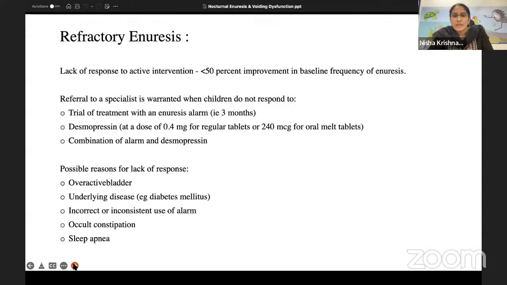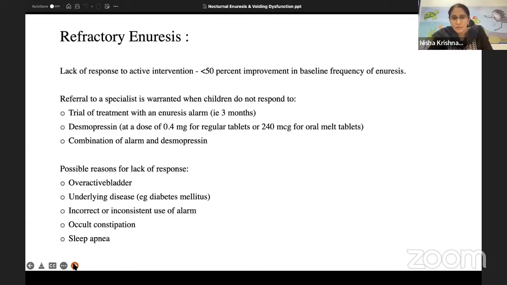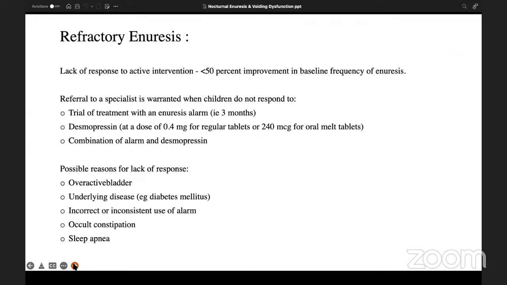Now, when we have done all this, and in spite of which we see that there is absolutely no response to the intervention, or let's put it as less than 50% improvement from our baseline of symptoms, then we might have to look at something that we are missing. Maybe the child did not respond because you've tried 3 months of alarm therapy, you've tried desmopressin at the right dose, there has been a combination of alarm and desmopressin, and still we have not achieved what we wanted to. So the possibilities are that there is an overactive bladder. We're missing an underlying disease which is causing polyuria, and that has nothing to do with the bladder. Or there is an inconsistent or an incorrect use of our therapies. There is a constipation issue that we have not dealt with.